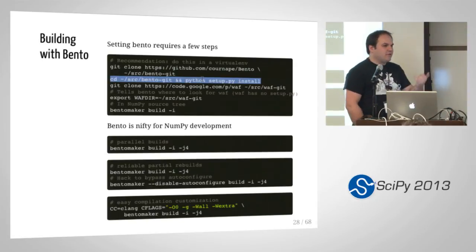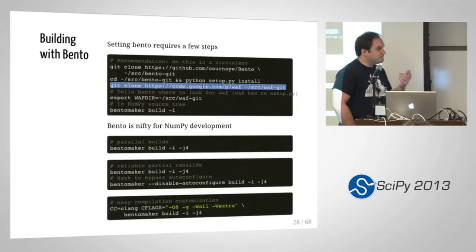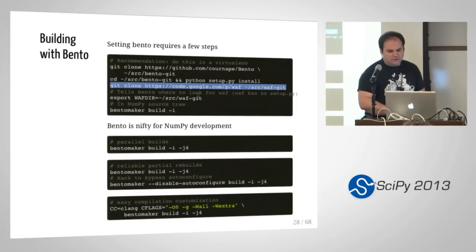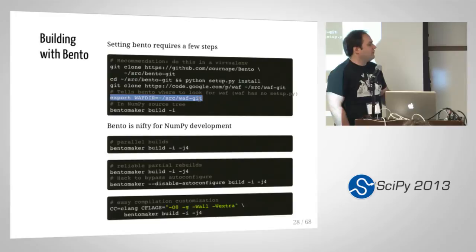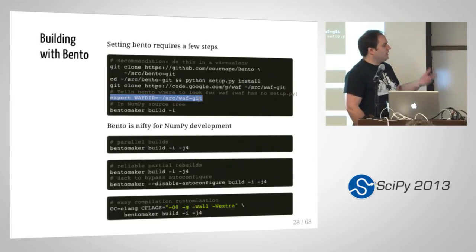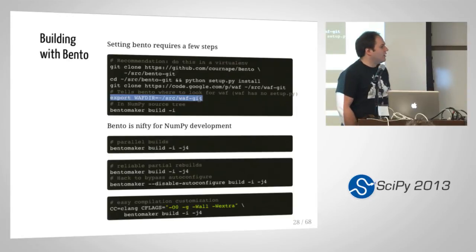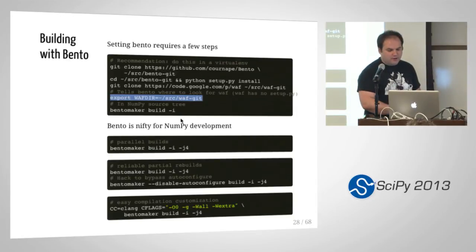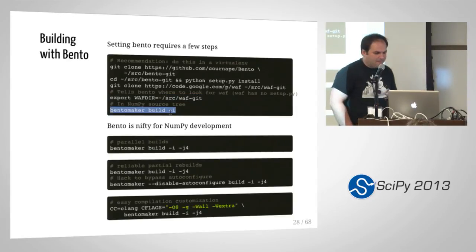Then Bento needs another tool to actually do the compilation, which is called WAF. Then you just need to export this environment variable to say where to look for WAF. And you need to do that only once. Then every time after, you can just build NumPy. And the way to build NumPy is to use this command here.